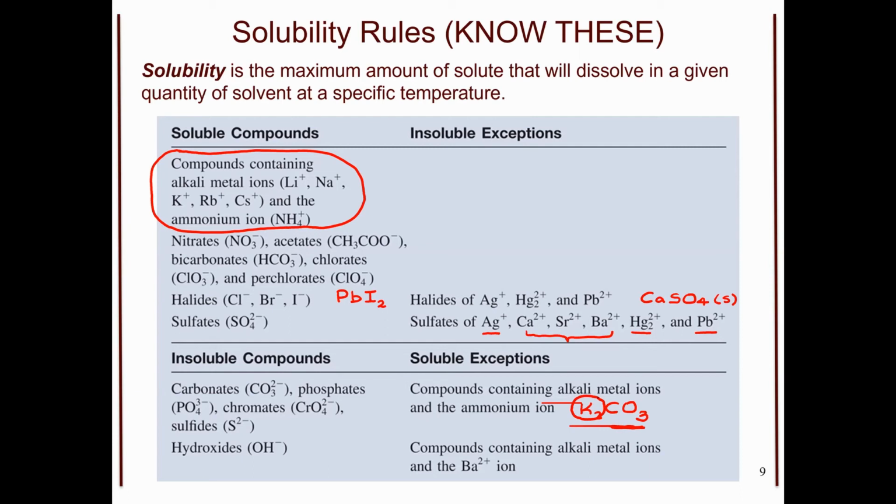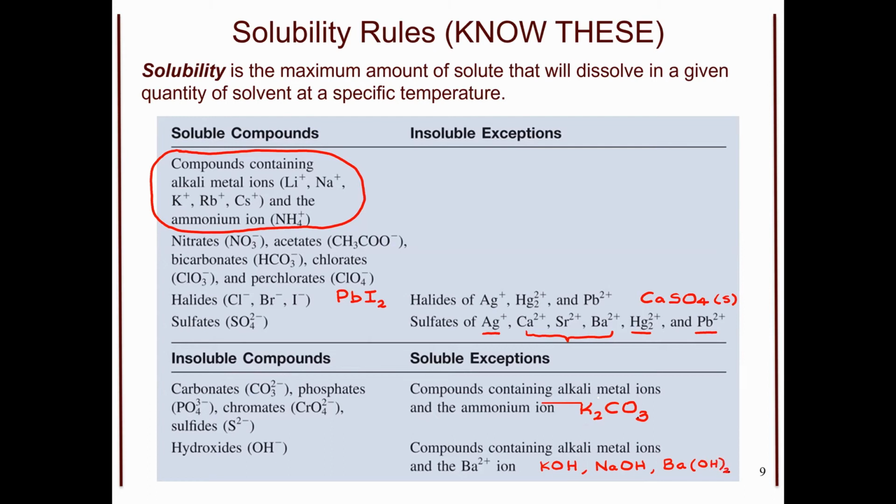Another group that is historically insoluble are the hydroxides, except for those of the alkali metals and the barium ion. So potassium hydroxide will be soluble, and so will sodium hydroxide, which is nice because this is a strong base we use in the lab. Another one that we might end up using from time to time is barium hydroxide as well.